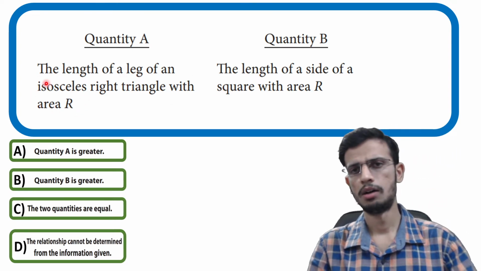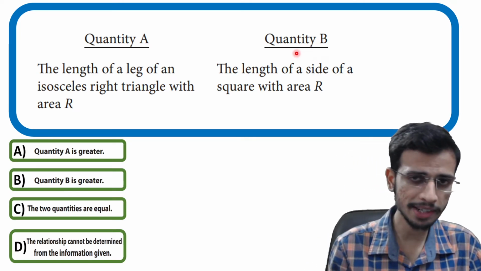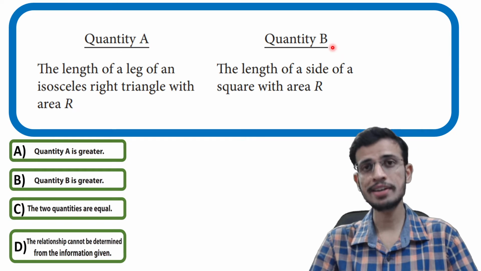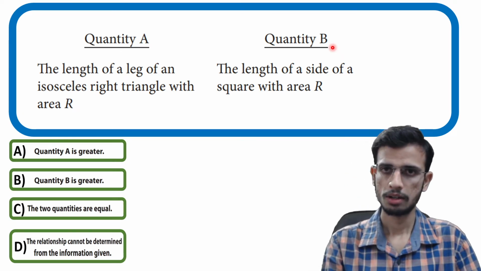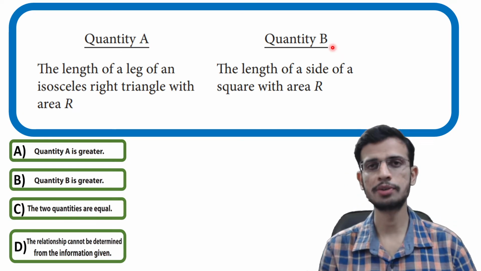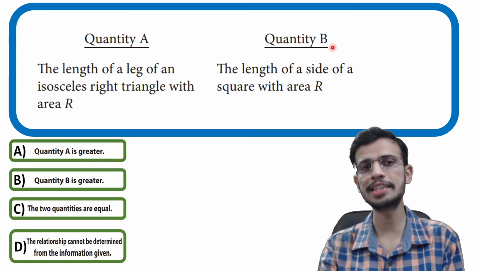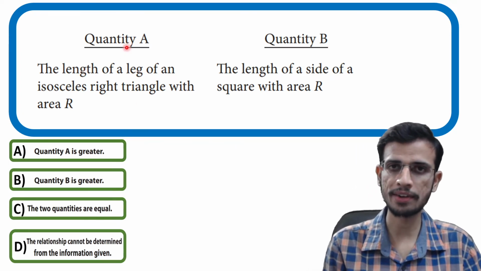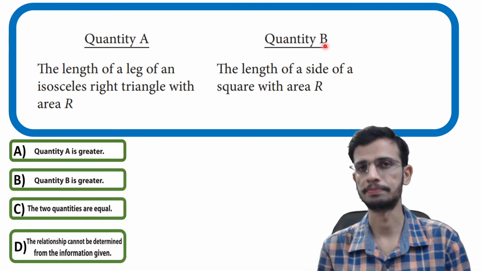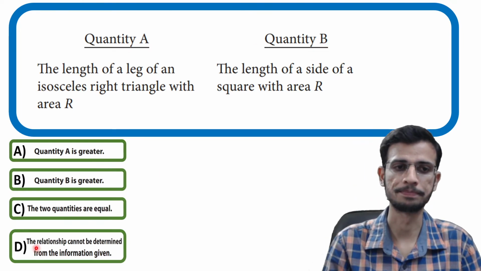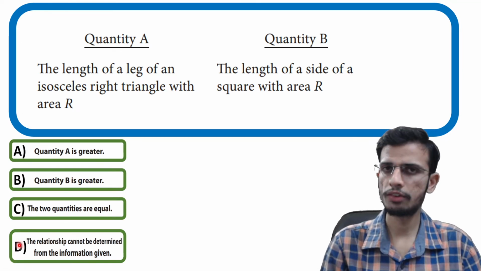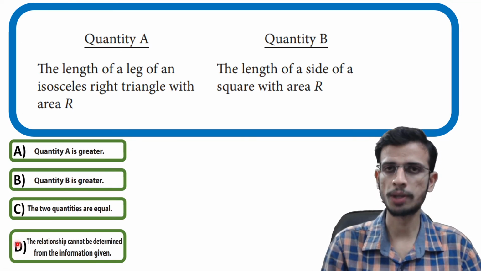What is quantity B? The length of a side of square with area R. There is one square of area R. There is one isosceles right angle triangle with area R, and we have to compare leg side of this triangle and side length of this square. And we have to choose correct option, right? So we can use basic formulas to get this comparison.